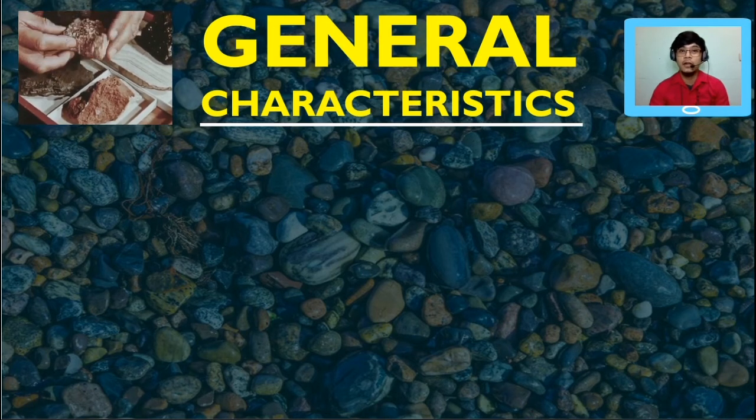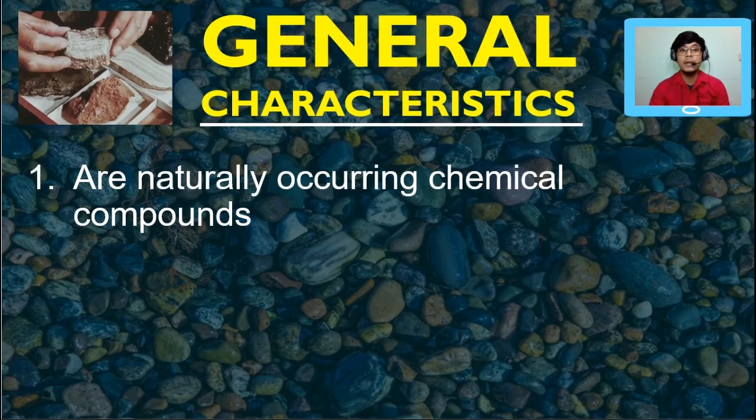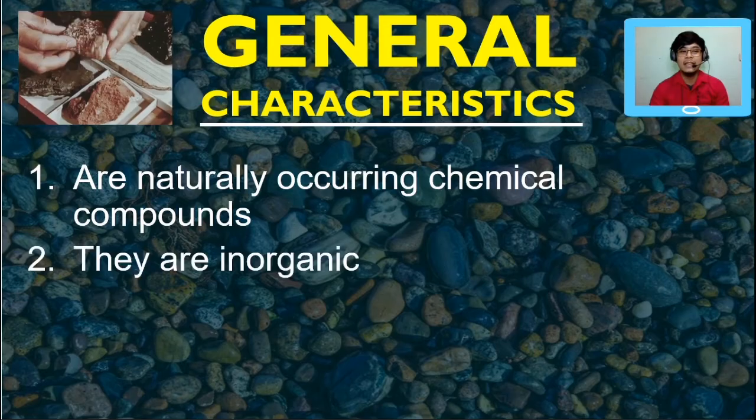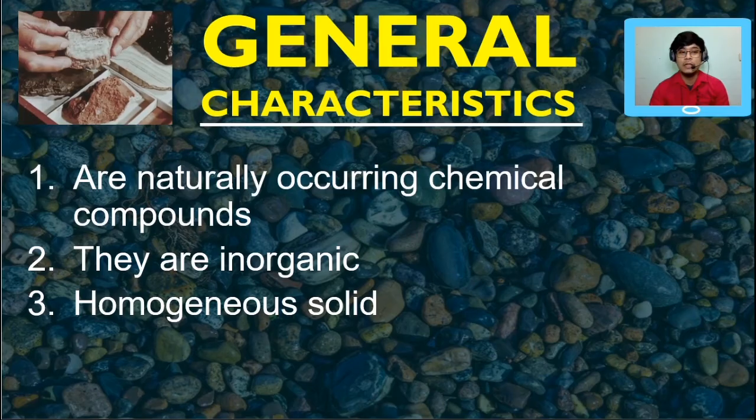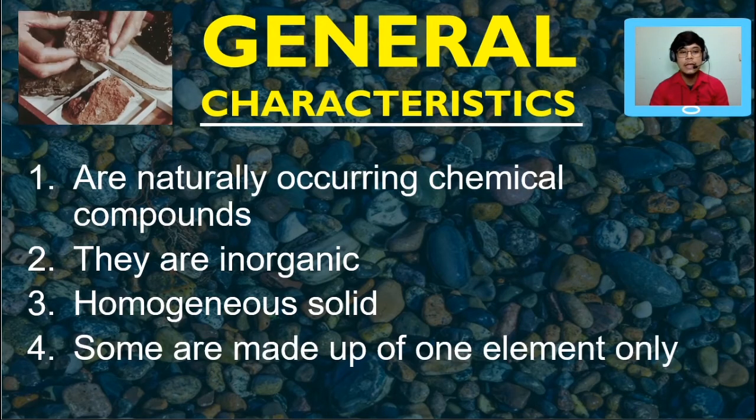Now let us have the general characteristics of minerals. There are actually four. First, minerals are naturally occurring chemical compounds. Second, they are inorganic. When we say inorganic, these are compounds that are not composed of carbon. Third, they are homogeneous solids. It is a type of mixture that is also known as a solution. In a homogeneous solid, it exists in solid form wherein you cannot identify its components. And lastly, some of these minerals are made up of only one element. As I mentioned earlier, a mineral can be composed of many elements or of only one element, but with a repeating structural unit.